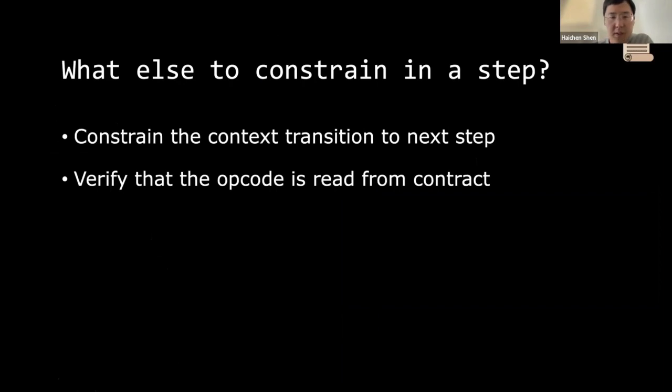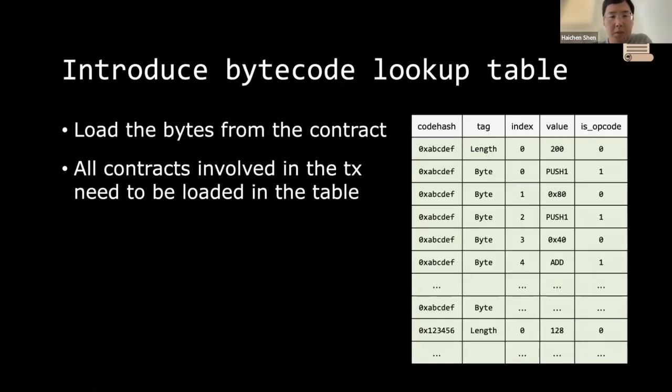So how we're going to do that is we're going to introduce a lookup table. We call it a bytecode lookup table. So let's take a look at what is inside this bytecode lookup table. Your first column is the code hash, and second, you have a tag, which indicates whether this row will be the length or the actual byte from your bytecode. And then there's an index to differentiate the different indices inside your smart contract. And then the value will be the actual value that you have at every byte, or the length here.